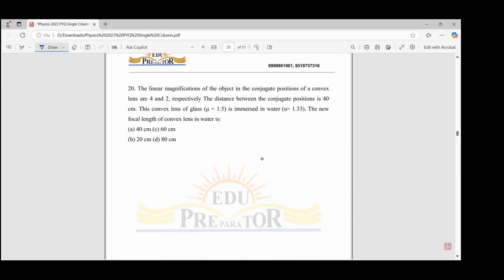Remember, he says the linear magnification of the object into conjugate position of the lens are, like, you have changed the position of convex lens and you find that the linear magnification is, please keep this formula in your mind, that is the focal length is equal to separation between the lenses divided by the difference of the magnifications. So keeping this point in mind, the focal length comes to B. The distance is given to us, which is 40, and this is 4 minus 2, which makes focal length 20 centimeter, right?